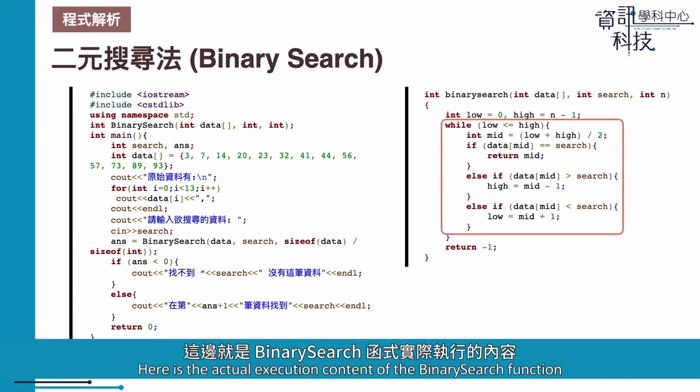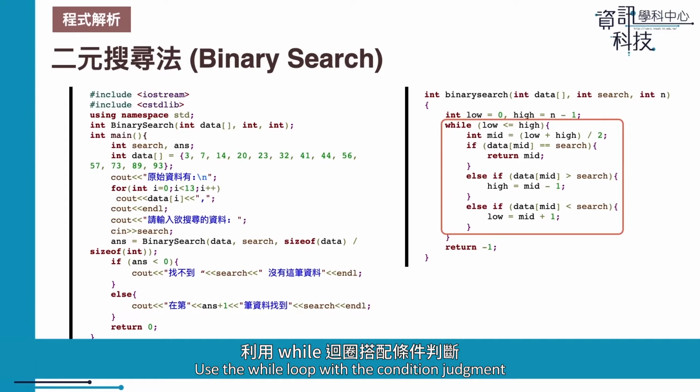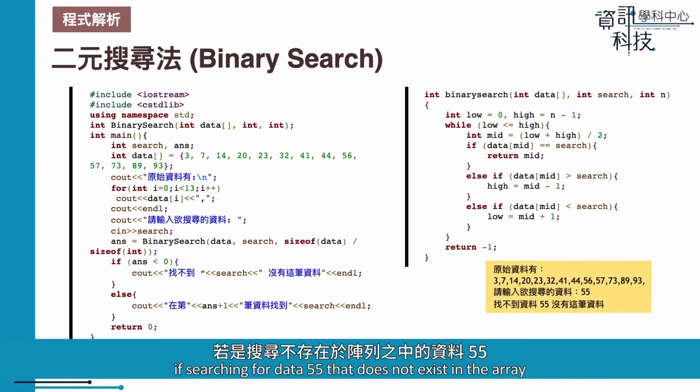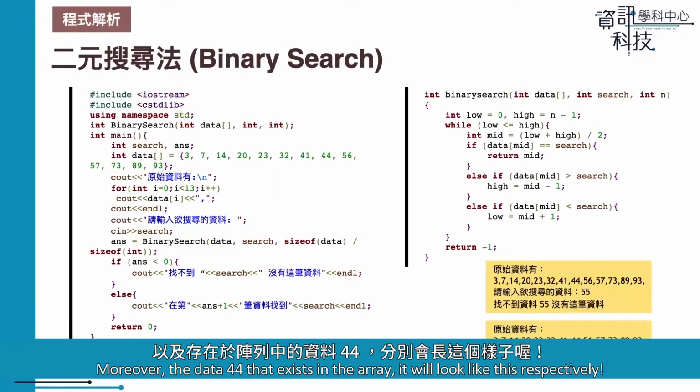Here is the actual execution content of the binary search function. Use the while loop with a condition judgment to continuously divide the array in half for comparison. The output example will be like this if searching for data 55 that does not exist in the array. Moreover, the data 44 that exists in the array will look like this respectively.